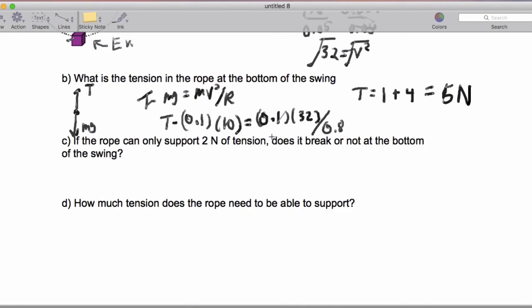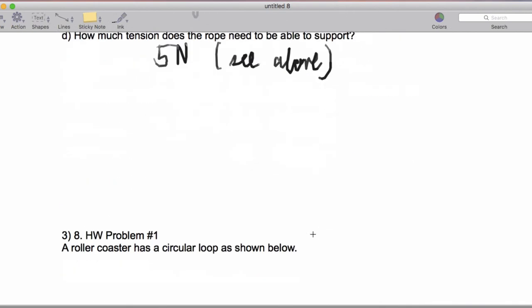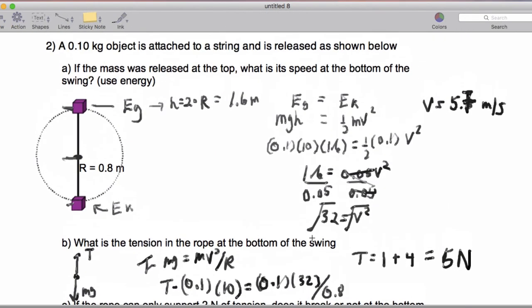Now it says, if the rope can only support 2 newtons of tension, does it break or not? Yes, it breaks. And it needs to be able to support 5 newtons of tension to be able to hold the mass without it breaking. All right, so that is question number 2.